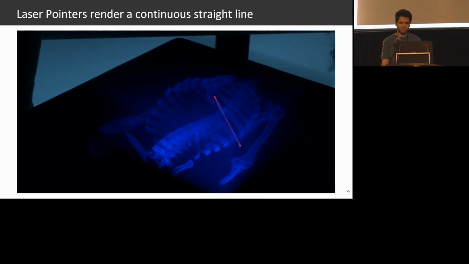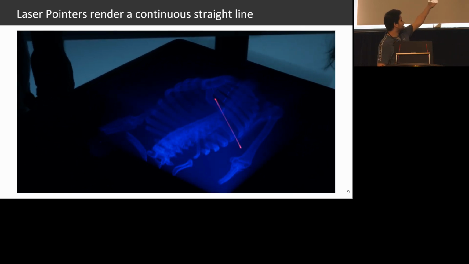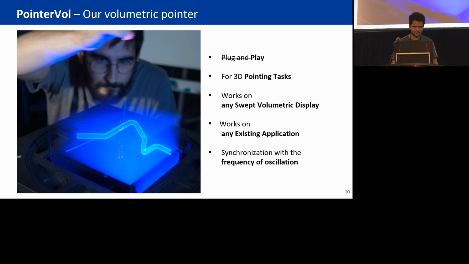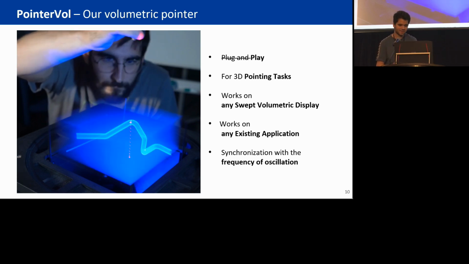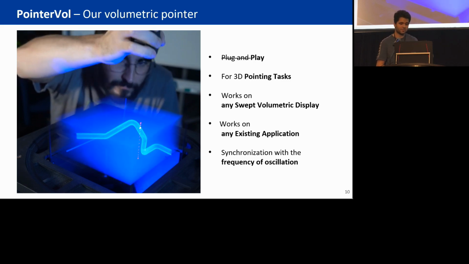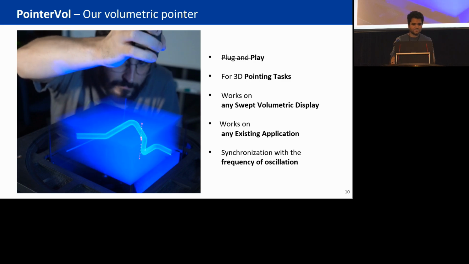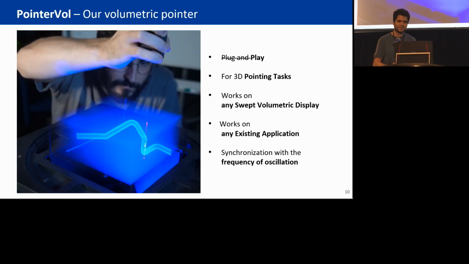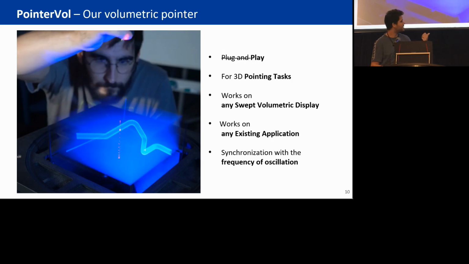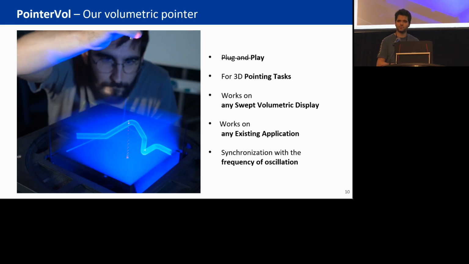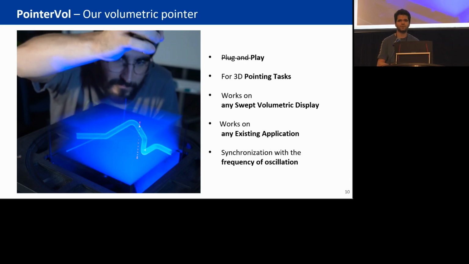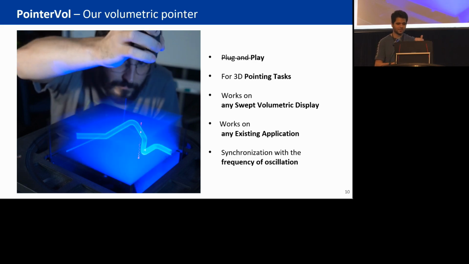The problem is that as it is sweeping really fast, what it will result in is a laser line, as we can see here. And there is where pointer ball comes into action. Our idea is to synchronize a laser pointer so that we just project a point specifically where we want in the 3D dimension. At first I thought it is plug and play, but it's not even plug and play, it's just play, because it doesn't need any connections with the display at all, neither Wi-Fi, Bluetooth, or a cable. It works on every swept volumetric display, because the only thing it needs to know is the oscillation period of the diffuser.